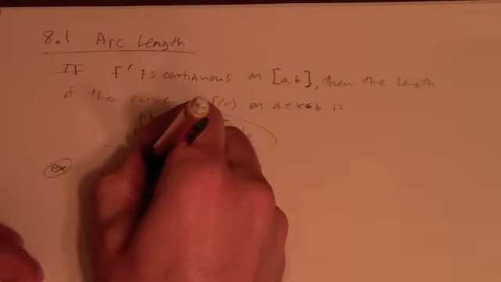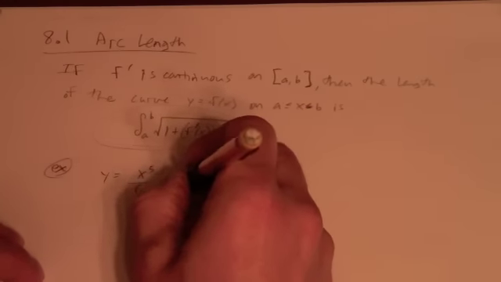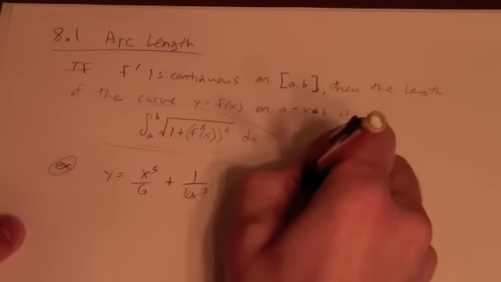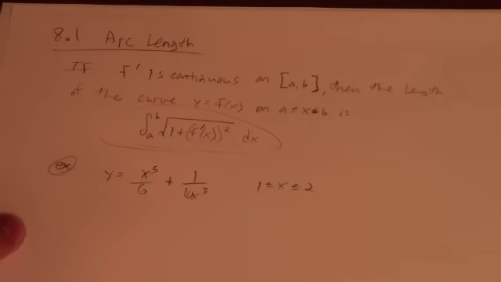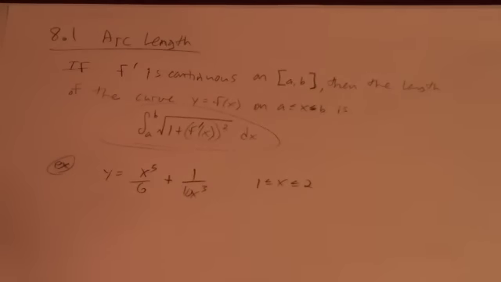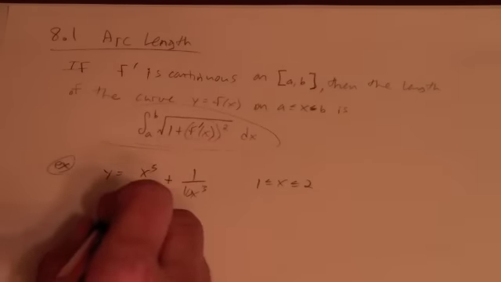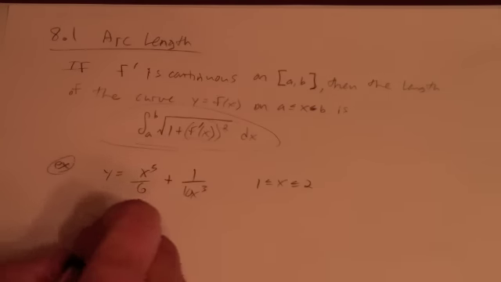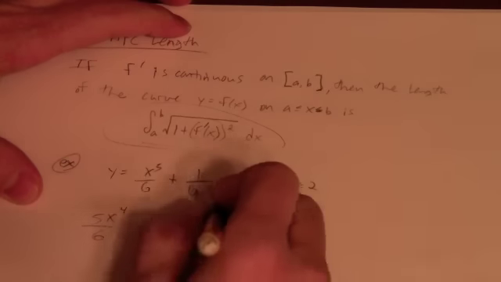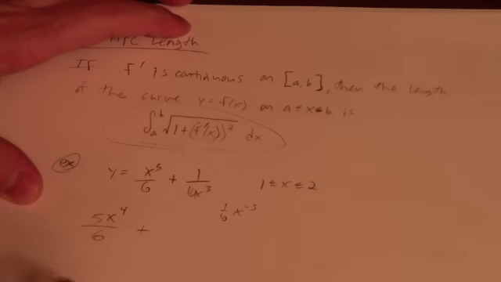Say we had a function that looked like this, x to the 5th over 6 plus 1 over 10x cubed, and we wanted to know the arc length between, we'll go a short distance here, between 1 and 2. So the first thing I need to do is find the derivative of this so that I know what to plug in for f prime. I would need to bring down the 5, so that's going to change to 5/6 as my coefficient times x to the 4th. And then my second term would be the same thing as having 1/10 times x to the -3rd, if I want to rewrite that as a power instead of a fraction.